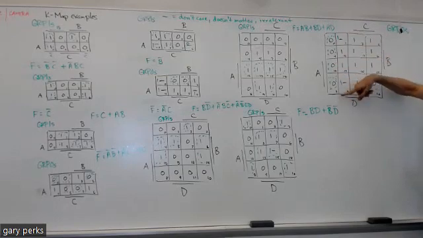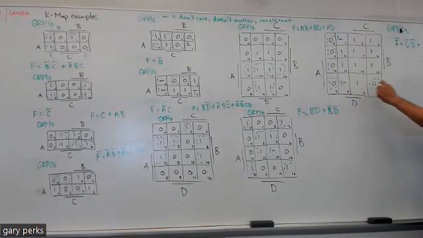Not C, not C, not D. Not D, not C, either one. Let's see, so this is not F, it'd be not C. And then how about this 2 grouping? What would we get there?